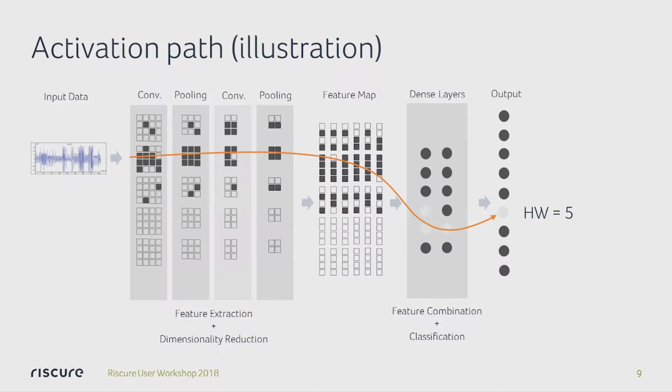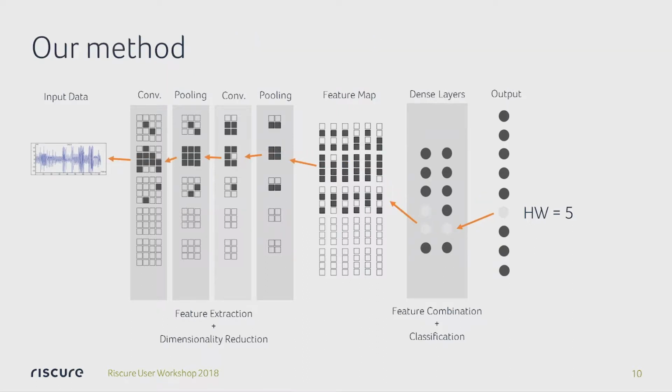However, this method is not so easy to apply for sidechannel, as I explained in the previous slide. So we proposed a method that can start from the output layer and go layer by layer until it finds the input data. By doing this, it's much more efficient and much more precise for identifying where exactly the neural network is learning from traces, and why the network is deciding something based on the activation path.